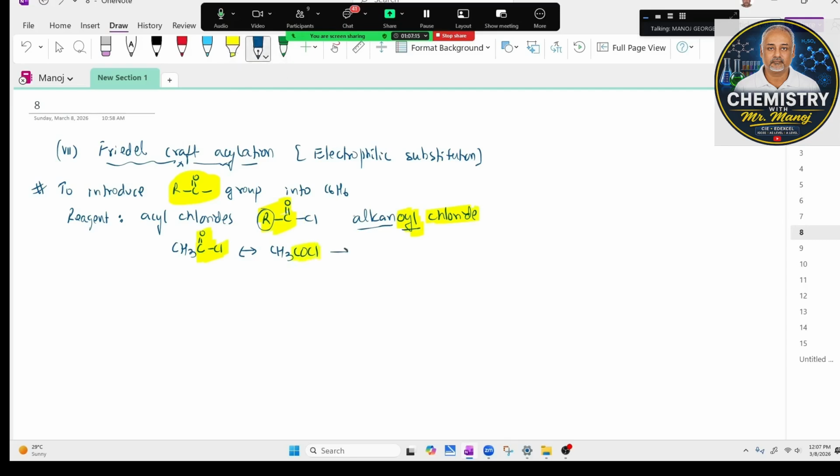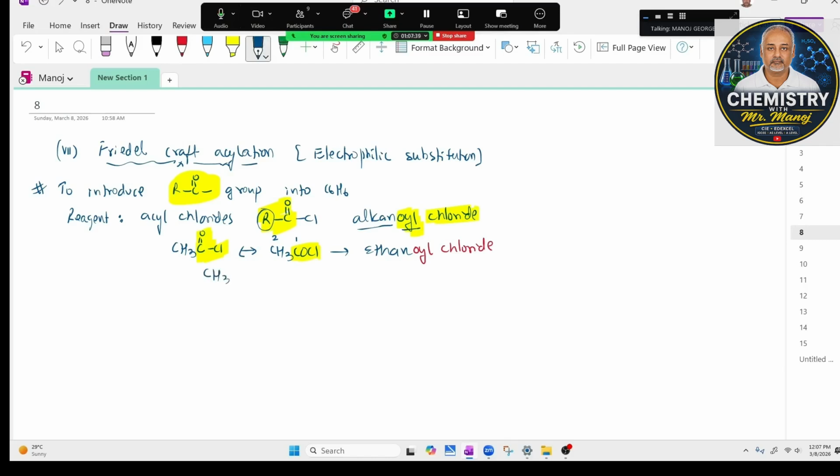So how do I name this? I have two carbons. That's my carbon number 1, and that's my carbon number 2. So I'm going to say ethane, just using the format here, and add oil chloride. Ethanoyl chloride. That's the naming format. We're just getting familiar with some names.